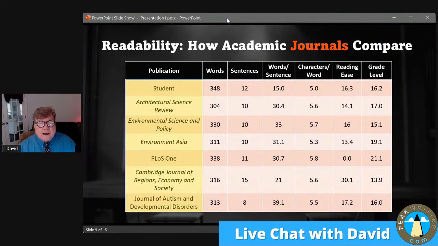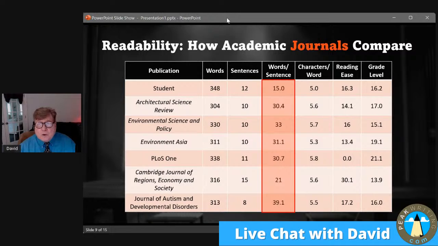So I went ahead and looked at 5 other academic journals. 3 of them were in the same field of environmental science as the first one: Environmental Science and Policy, Environment Asia, and PLOS1, that stands for Public Library of Science 1. And then I also did a journal that's related to the environment, but is more in the sociology field. And then I did one journal just to get outside the field that is a medical journal, Journal of Autism and Developmental Disorders. But here's what we found in terms of words per sentence.